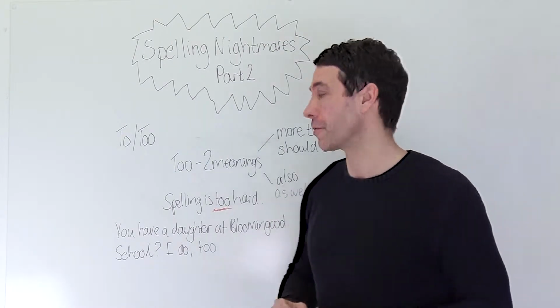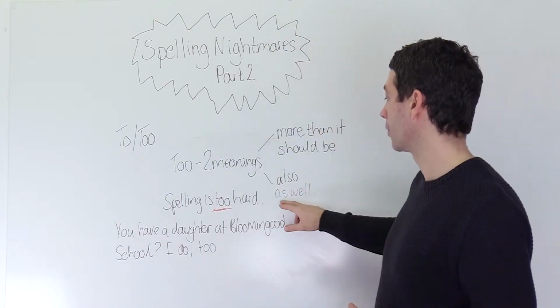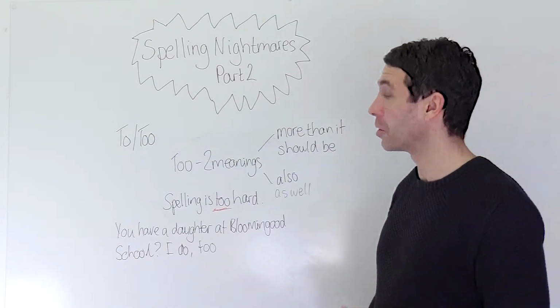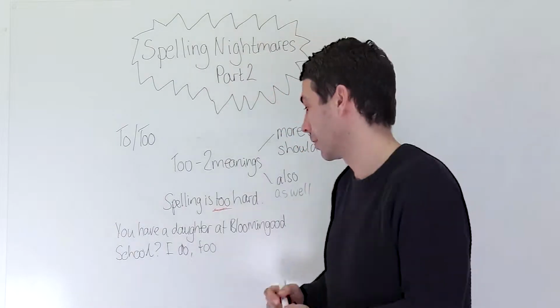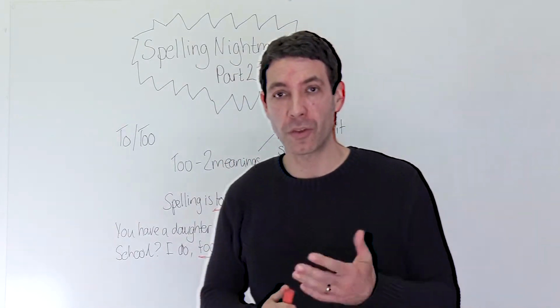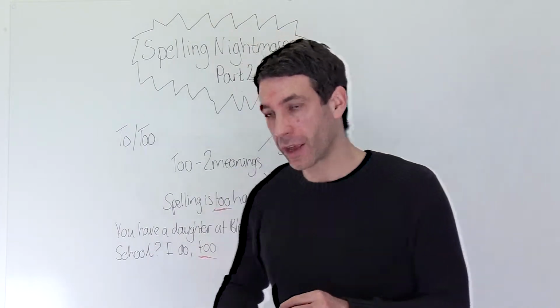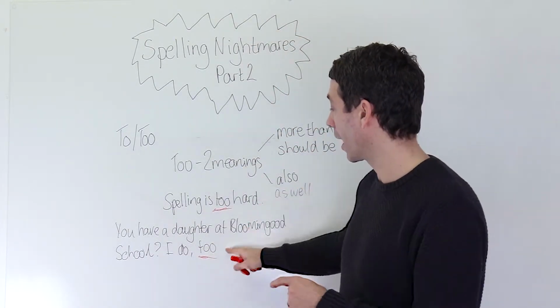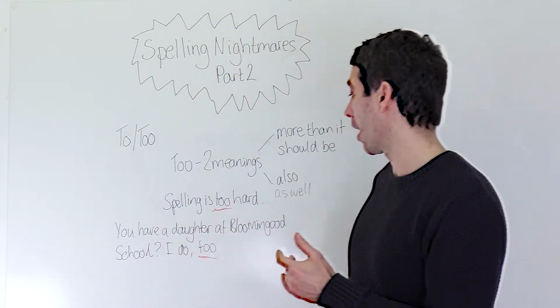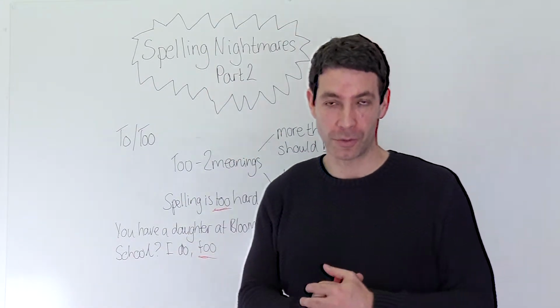The second meaning of to is also or as well. Let's look at this sentence. You have a daughter at Blooming Good School? I do too. By which I mean I do also, or I do as well. And we can check that to has this meaning by swapping out the words. So we could say, you have a daughter at Blooming Good School. I do as well, or I do also.